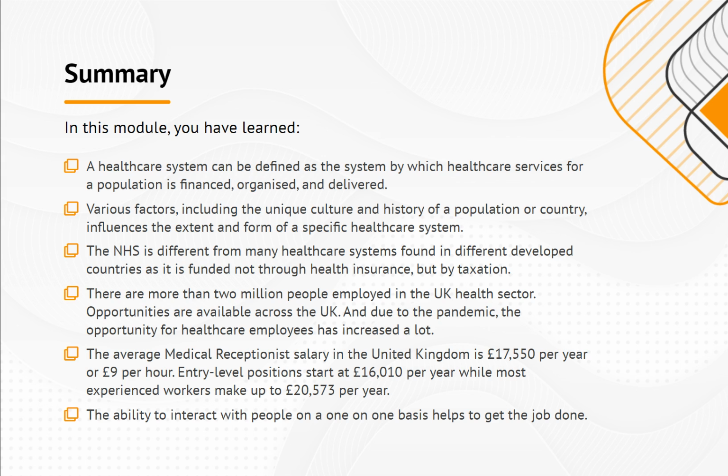The ability to interact with people on a one-on-one basis helps to get the job done.